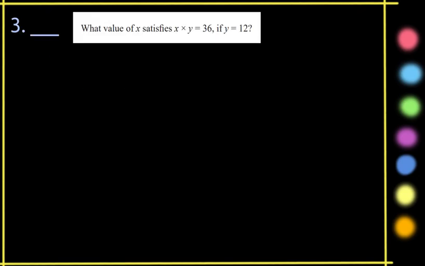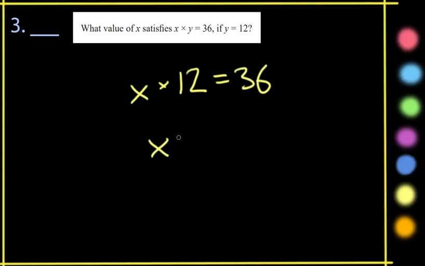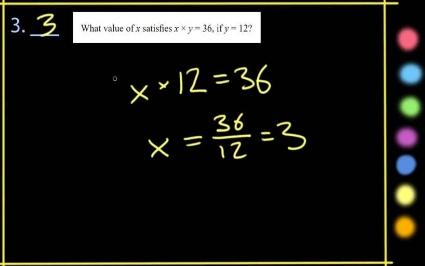Let's go on to problem 3. This one says, what value of x satisfies x times y equals 36 if y equals 12? All right, so we have x times 12 is equal to 36. We can divide both sides by 12, and if we do that, we get x equals 36 over 12, which is equal to 3. So 3 is our answer to this one.